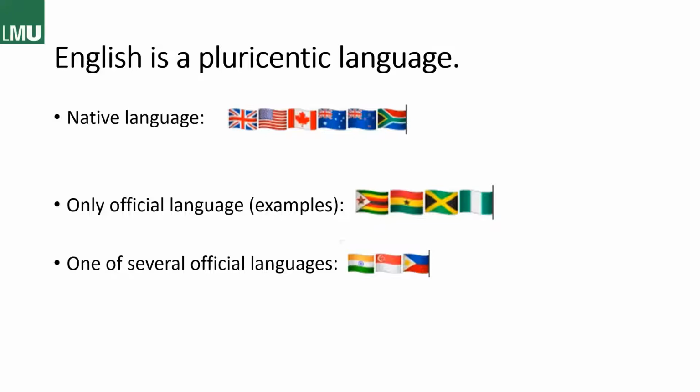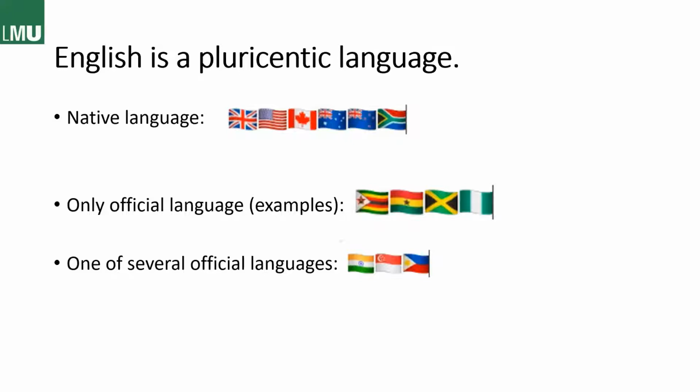And then English as the only official language, so not as the native language necessarily, but as the only official language in the country. There are just a few examples. We have Zimbabwe, we have Ghana, Jamaica, Nigeria. So you can find this in a lot of countries in Africa that used to be colonized by the UK, for example, where English is still the only official language.